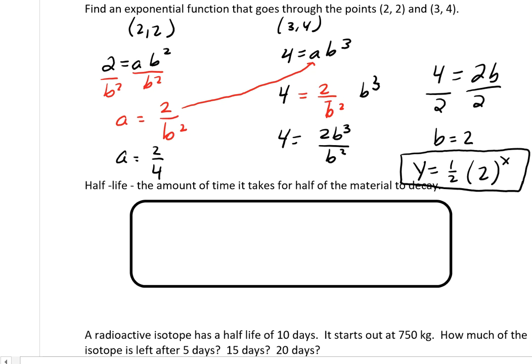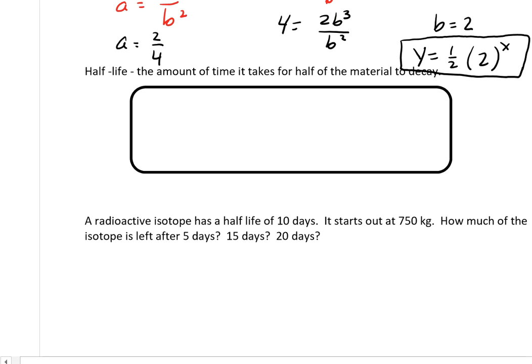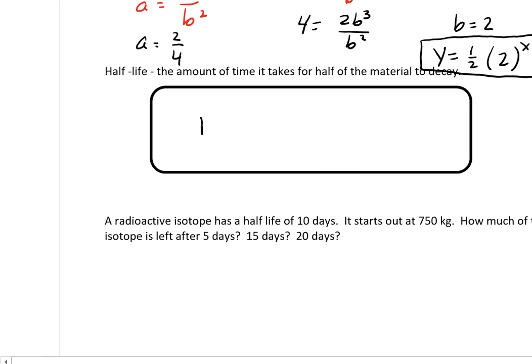Half-life is the amount of time it takes for half of the material to decay. You can do this a couple of different ways. I happen to like using the half-life formula. Half-life formula looks like A equals P times 1/2 to the time over half-life. Some people use H or K to represent half-life. I usually just write the words half-life.